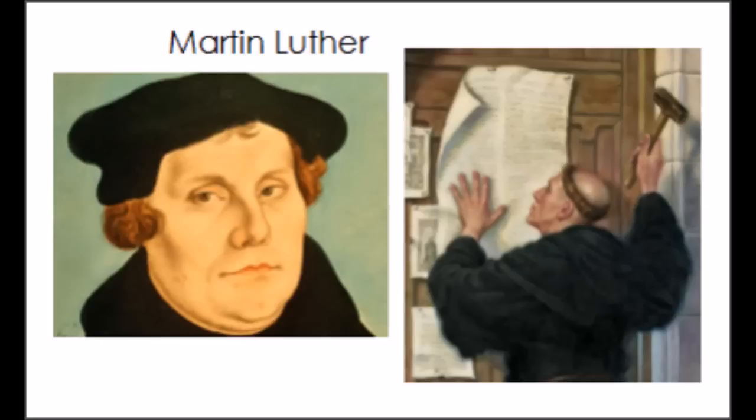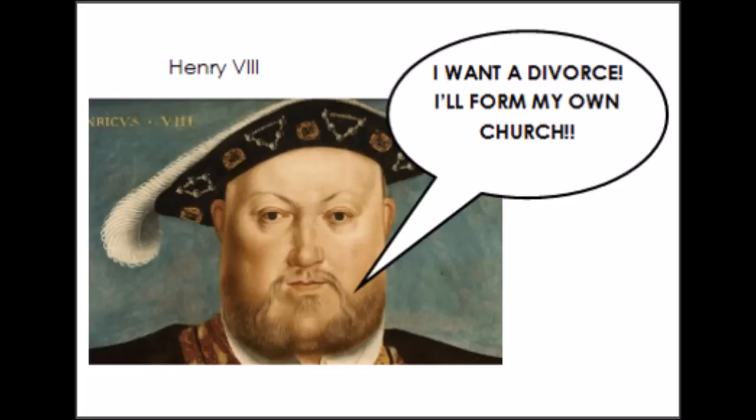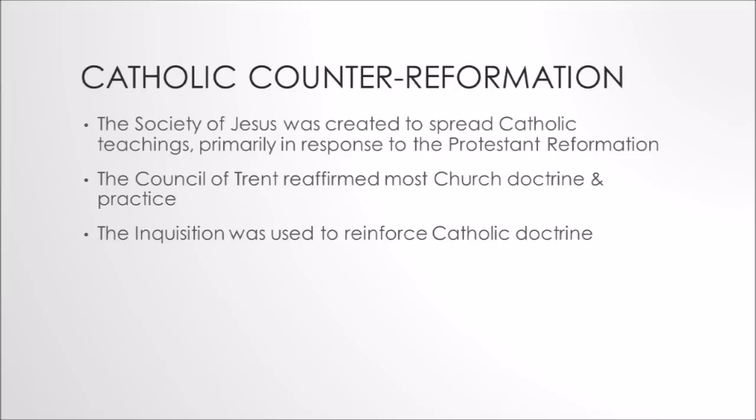This is Martin Luther hanging the 95 Theses on the church door. This is John Calvin, who believed in predestination, that if you were going to heaven or hell, it was determined when you were born. King Henry VIII wanted a divorce, so he formed his own church. Queen Elizabeth I made the Anglican Church the official Church of England and also beat the Spanish Armada.